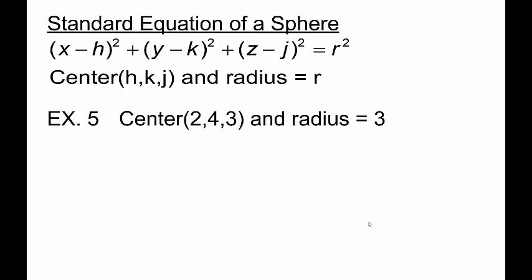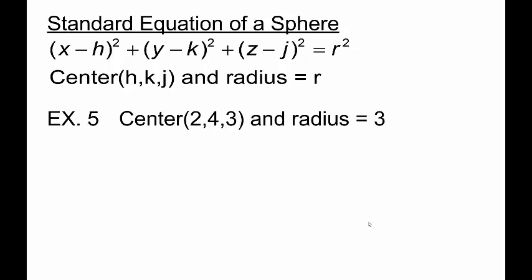Okay, now we're going to look at the standard equation of a sphere. Okay, so a sphere in 3 dimensions. So this equation should look a lot like the equation of a circle. x minus h squared plus y minus k squared. And then now we have z minus j squared equals r squared. So the center is (h, k, j), and the radius is going to equal r.